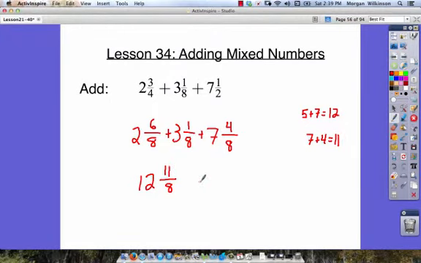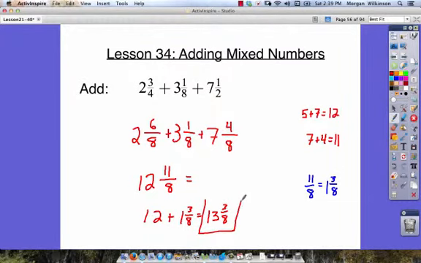And that looks like our answer, but it's not. And you should realize that because 11/8 is an improper fraction. So 11/8 is really the same thing as 1 3/8. So to find our answer, we're going to have to say 12 plus 1 3/8. And that gives us 13. 12 plus 1, that's 13, and 3/8. Now we finished our problem. We can box it, move on to the next one.